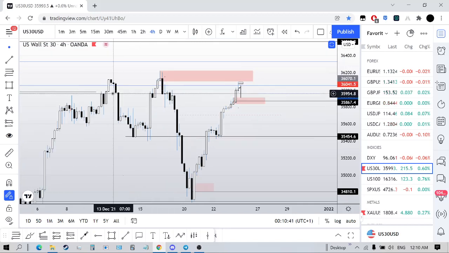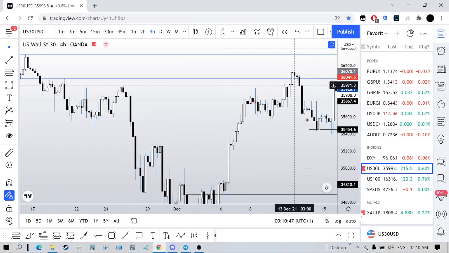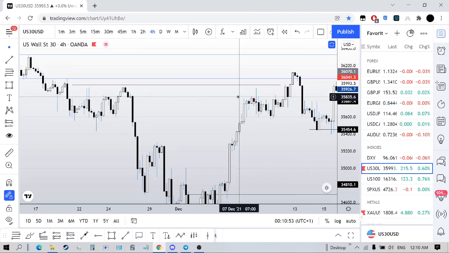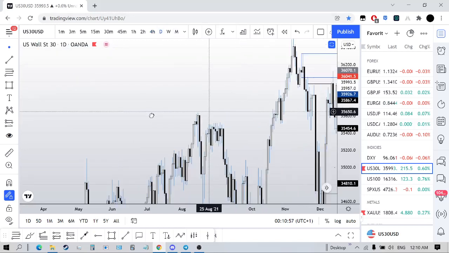This would have been a bearish order block right here if we were right here with price. If price was to come up, we would have expected this to hold price, and this would be a bearish order block inside of here. Let's go to the daily just to show one more example.